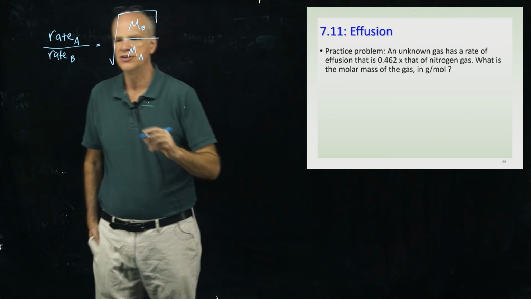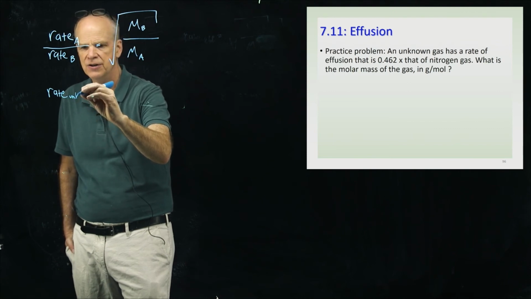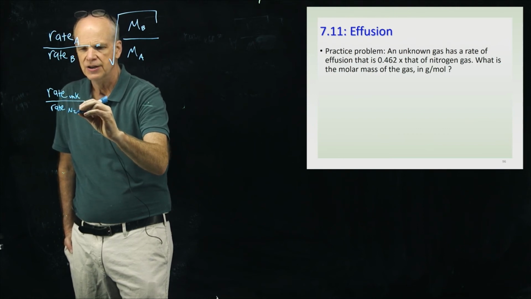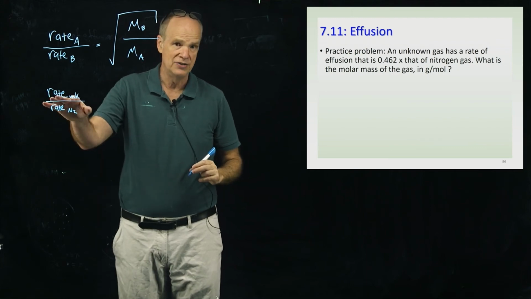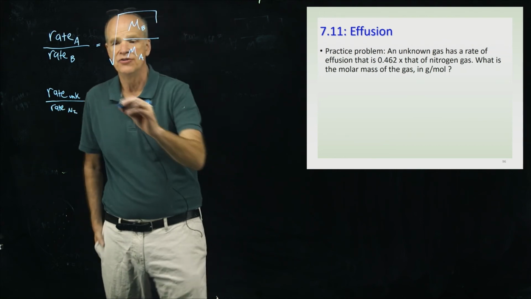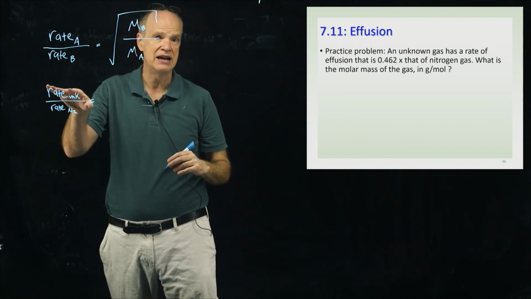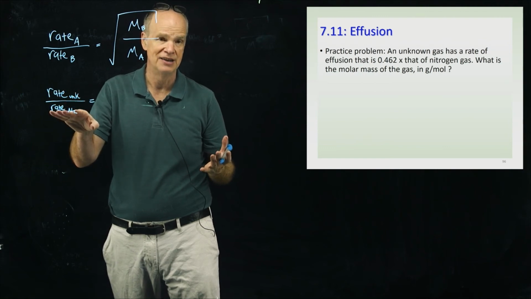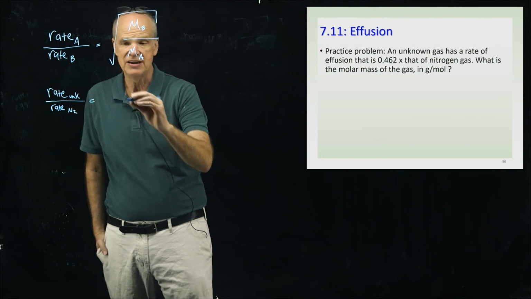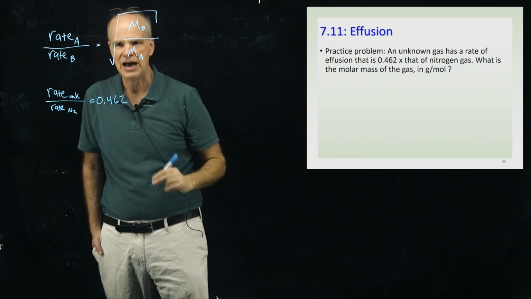Okay, so here's a way you can think about this. We have the rate of the A gas, we'll call it unknown, and the rate of the B gas, which is nitrogen. And we are told that the rate of the unknown gas is 0.462 times the rate of the nitrogen gas. Now, this is just a number, and so it doesn't need units, because it's just dividing a rate, say, in molecules per second by another rate in molecules per second. They cancel out, and when you do that calculation it is unitless. And so it's just going to be 0.462. So that will be good so far.